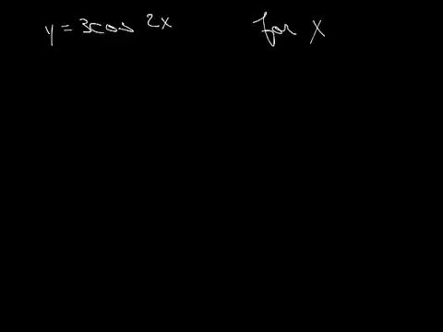Example 1. We have, what do we have? Get to the right page here. y equals 3 cosine 2x, and we're solving for x here. So what we have to do is isolate the x. We have to just do regular algebra and get rid of everything except the x on one side of the equal sign. So we're going to divide first of all by 3. So I get y over 3 equals cosine of 2x.